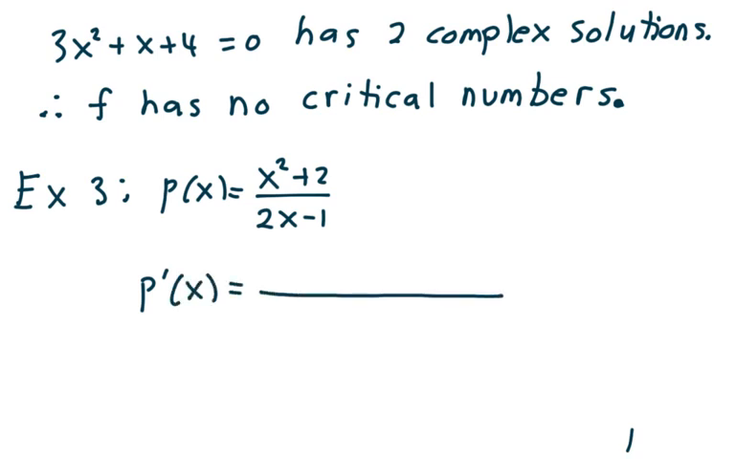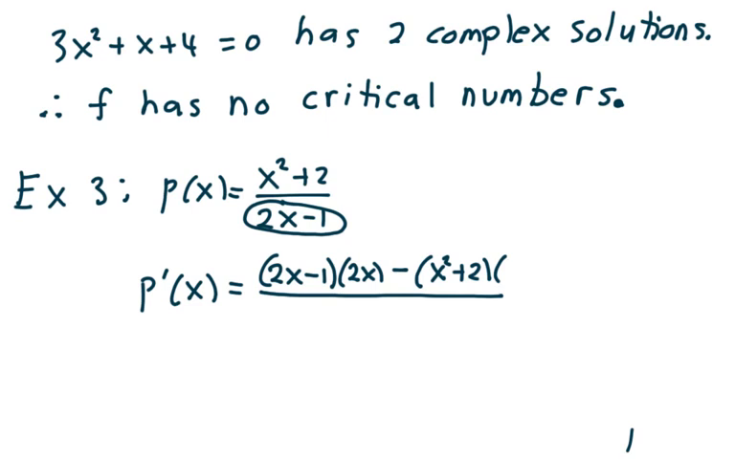Okay, now we're going to take the bottom function, which is 2x minus 1, and I'm going to multiply by the derivative of the top function, which is 2x. And I'm going to take the top function, which is x squared plus 2, and multiply by the derivative of the bottom function, which is 2, and divide by 2x minus 1 to the second power.